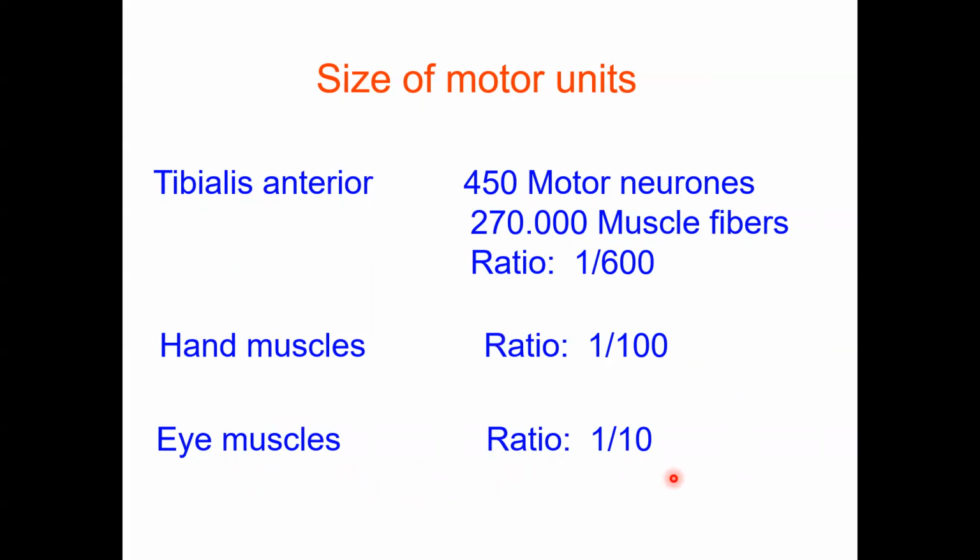Now just tell me, the force of which of these muscles can be more finely regulated? This one or this one? Certainly the last one, the eye muscle. Why? Because I can change the force of contraction always in steps of 10 muscle fibers: 10, 20, 30, and so on. If I do it here, I jump from 600 to 1,200. That is not a fine regulation. Therefore, for muscles where the force needs to be finely regulated, the ratio of motor neuron to muscle fiber is much smaller, such as 1 to 10. One neuron innervates 10 muscle fibers and not 600, okay?